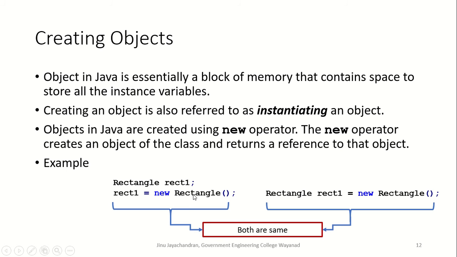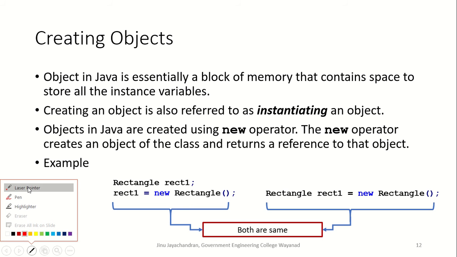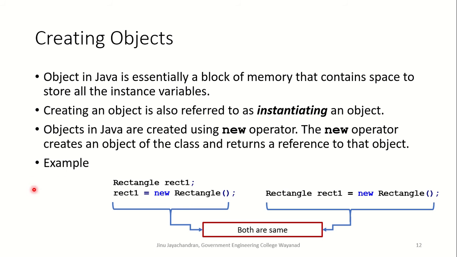So in the previous slide, we have seen that you have done this instantiation, or creating an object, in 2 steps. Basically you can do it in a single step, where you say Rectangle rect1 is equal to new Rectangle. So both are the same, except that you are creating the object in 2 steps here, while you are creating the object in a single step here.